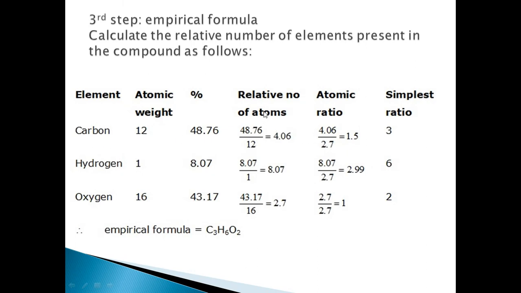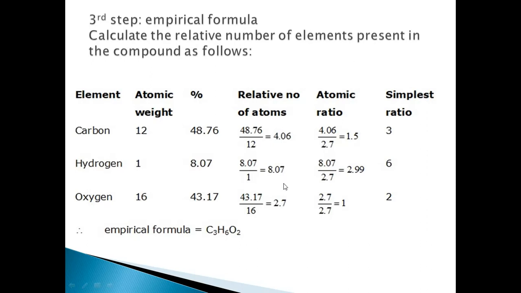To determine the relative number of atoms, we divide the percentage composition by the atomic weight. So for carbon, we have 48.76 divided by 12. That gives us 4.06. For hydrogen, we have 8.07 divided by 1. That gives us 8.07. And for oxygen, we have 43.17 divided by 16. And that gives us 2.7.